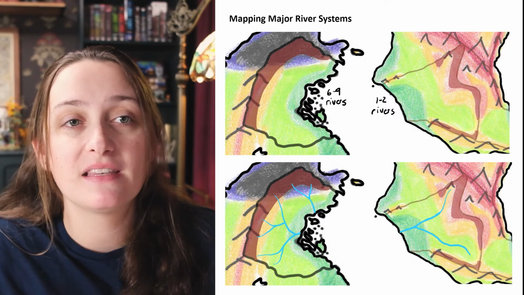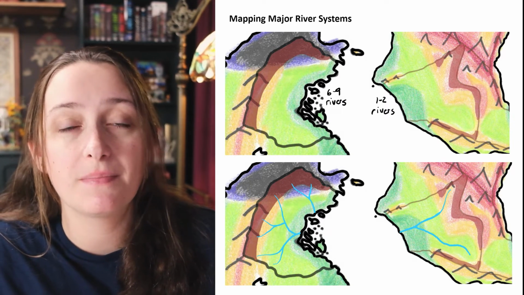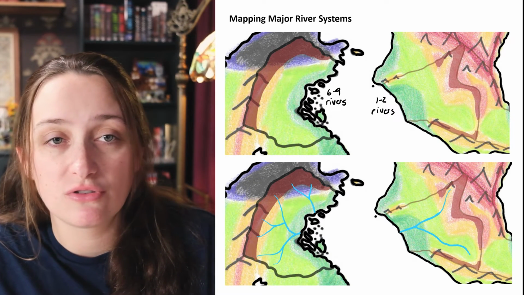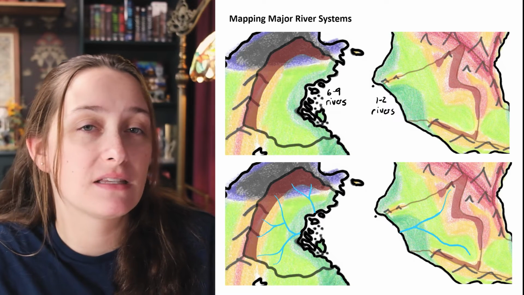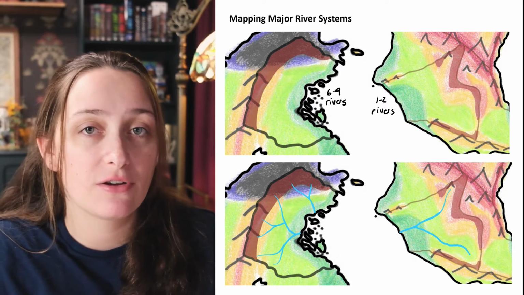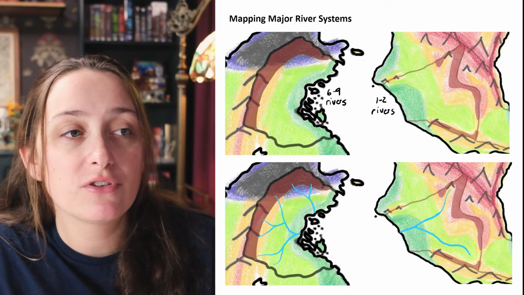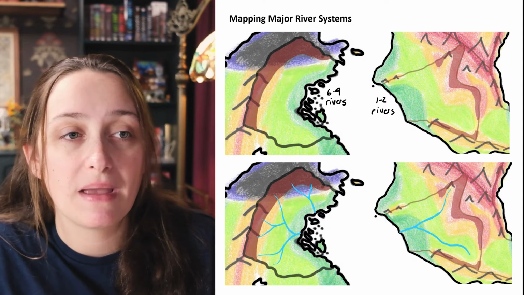For exorheic basins, you will have 1 river crossing most of the basin leading to the ocean. And you may have shorter rivers leading to the ocean as well. This is technically a separate basin from the one you're mapping, but we're not trying to get that granular, so it kind of all goes together. For the most part, your extra rivers will be tributaries that feed into your main river.